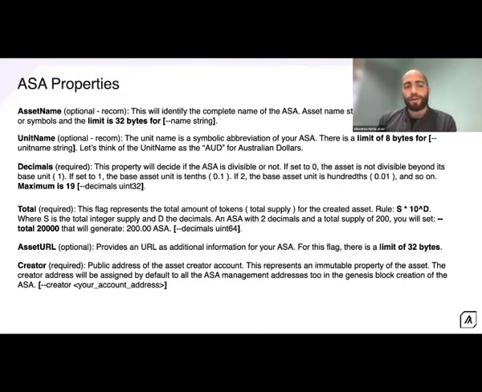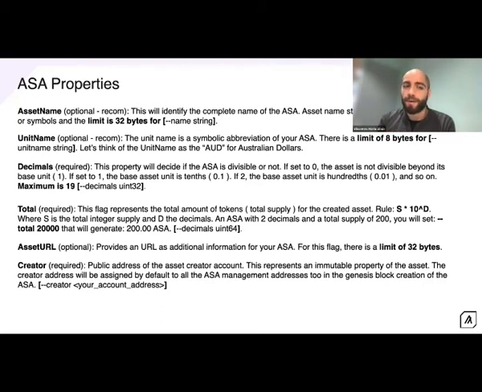The total is another required parameter, and this flag represents the total amount of tokens, the total supply, for the asset that we are creating. There is a rule for this. For example, if we want to create an asset with 2 decimals and a total supply of 200 units, we need to multiply the supply by 10 to the power of the decimals. Since we want 2 decimals, it's 200 times 10 squared, which gives us 20,000, and that's the number we're going to use in this parameter.